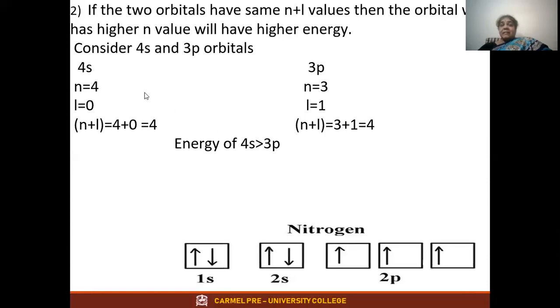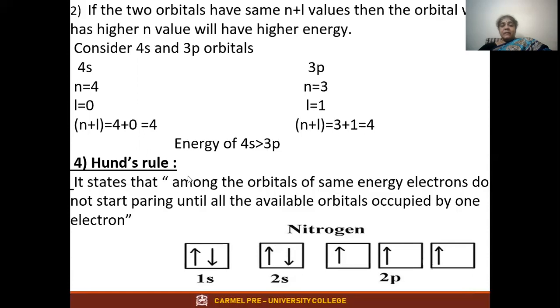Why? 4s is of the higher orbital. So 4s has the value 4, and 3p also has the value 4. But between 4s and 3p, which has higher energy? 4s, because it has the higher n value. The one which has the higher n value will have higher energy. So between these two, the n value for 4 is more than 3. Therefore 3p comes first and then 4s. So 4s will have higher energy than 3p.